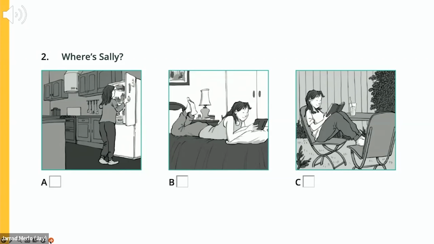Number 2. Listen to the conversation. Where's Sally? Do you know where Sally is? She isn't in the garden now. I think she's in the kitchen. Wait, I can hear her. She's in her bedroom. I can hear music upstairs.